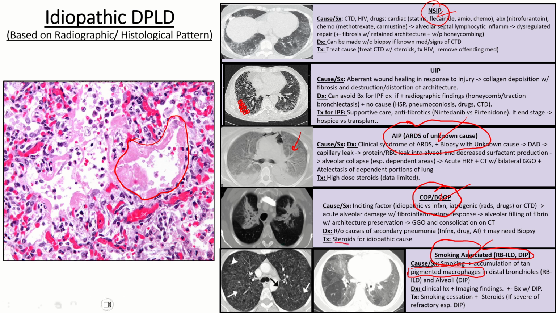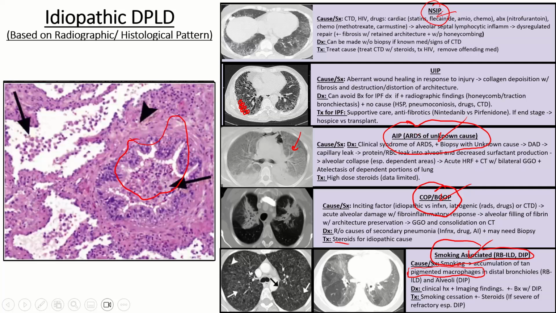And lastly, there's smoking associated, that's COP and BOOP here. And lastly, the smoking-associated ones, respiratory bronchiolitis ILD, as well as desquamative interstitial pneumonia. These are inhalation of nasty tar substances secondary to smoking, accumulation of pigmented macrophages which are trying to clear those substances, and then secondary inflammation.